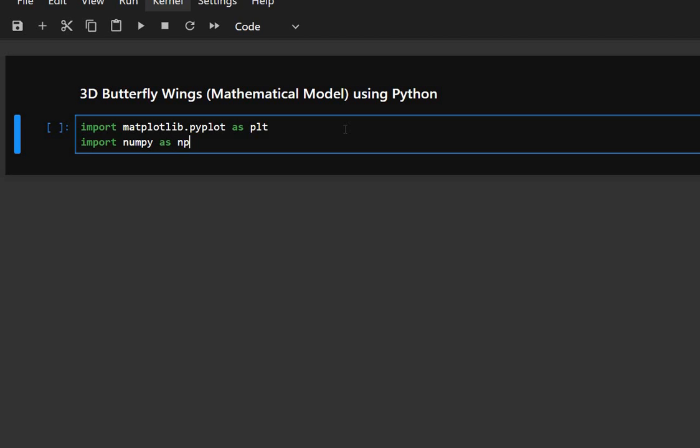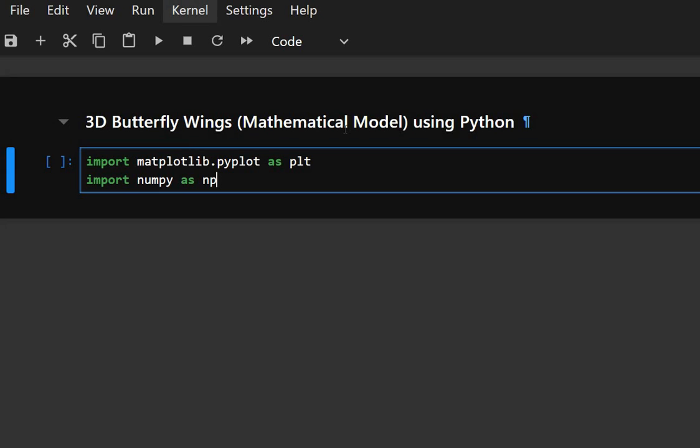So NumPy is imported for numerical calculations for arrays, and matplotlib.pyplot is imported for 2D plot and 3D plot and visualizations. And now we'll create parameter grids.